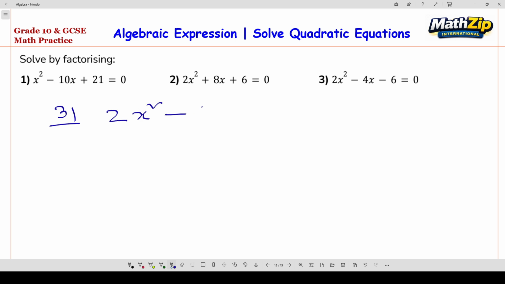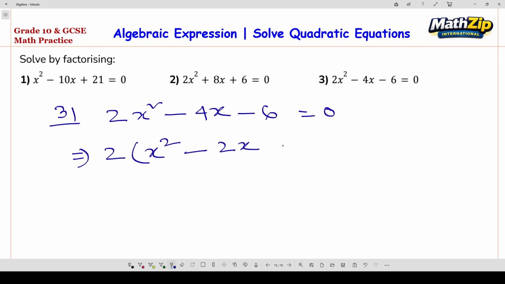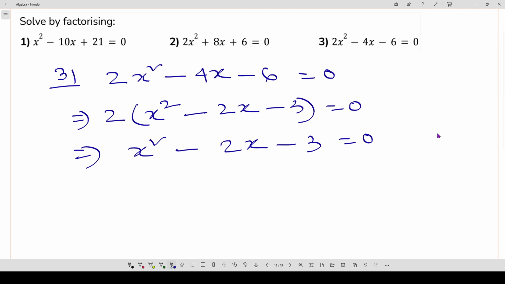Question 3. 2x square minus 4x minus 6 equals 0. From here also we can take common 2 before starting the math. x square minus 2x minus 3 equals 0. Then we can divide both sides by 2, so we get x square minus 2x minus 3 equals 0. 3 times 1 is 3, and 3 minus 1 equals 2. So we can write it this way: x square minus 3x plus x minus 3 equals 0, right?